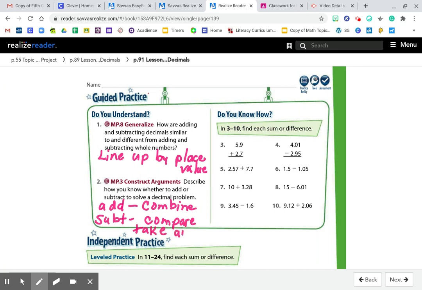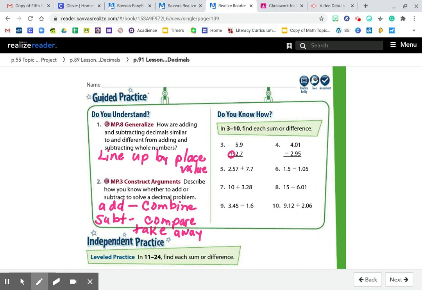And it could be a lot of different words that will clue you in to whether you're going to be adding or subtracting. So find each sum or difference. Make sure you're watching the sign. Sometimes I tell kids to just double check, okay, we're adding here. Make sure you're checking in with yourself.